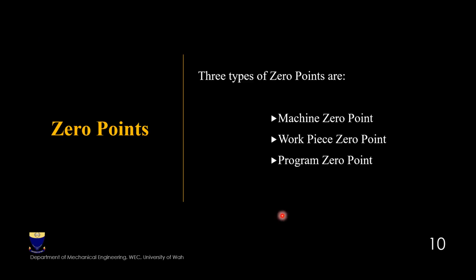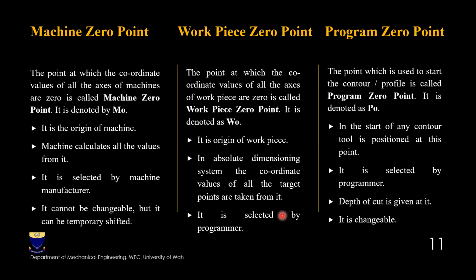Now we will discuss about 0 points. 0 points are basically of three types. Number one is machine 0 point, number two is workpiece 0 point, and the third one is program 0 point. We will discuss each of them in detail. So these are the three 0 points: machine 0 point, workpiece 0 point, and program 0 point.